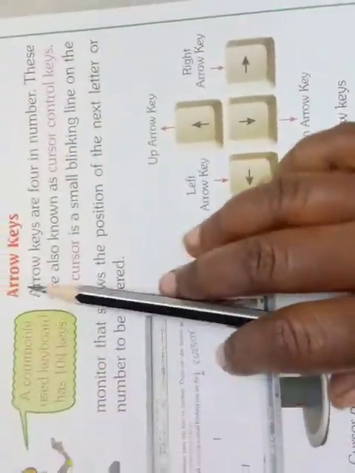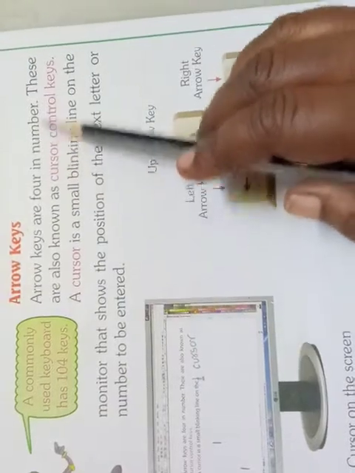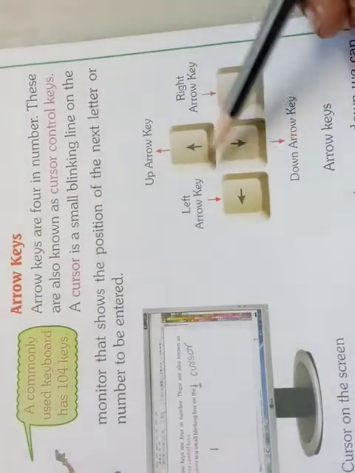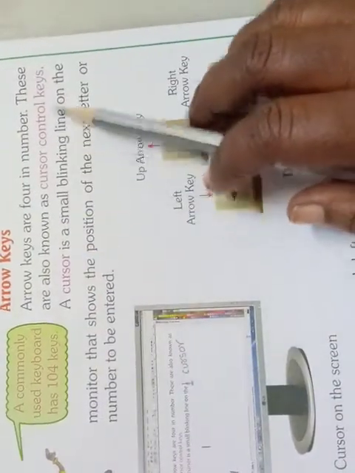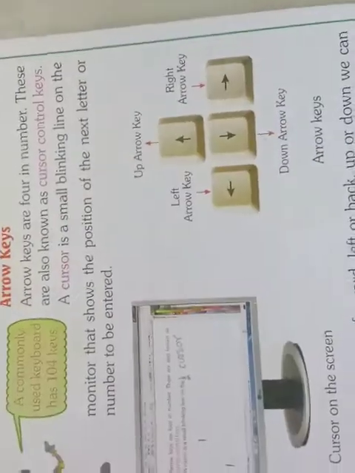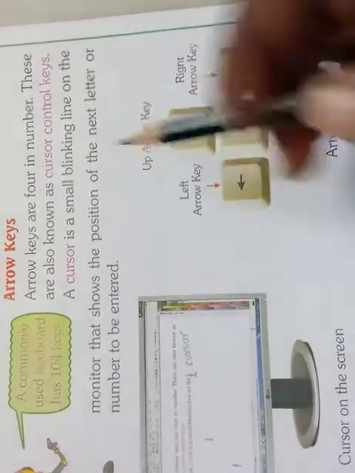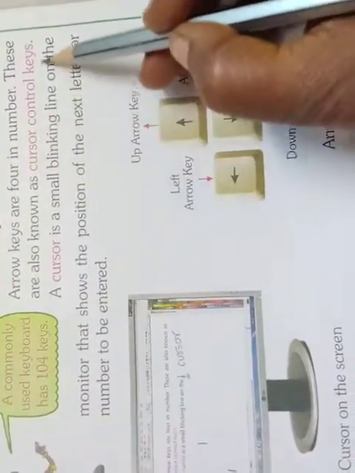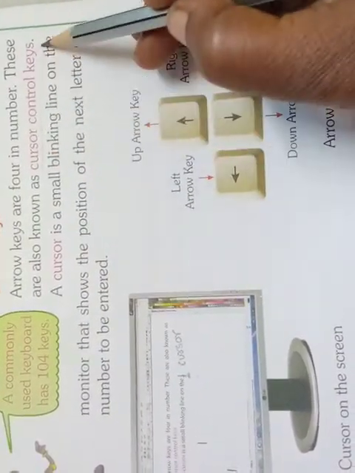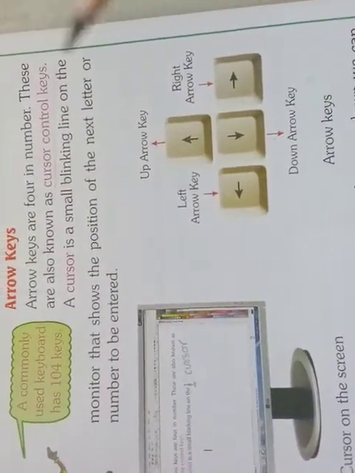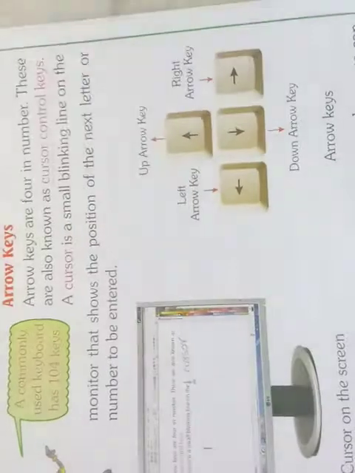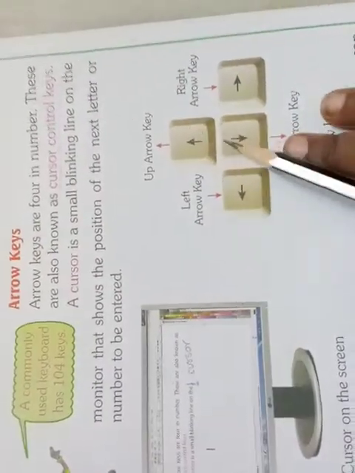Now you will see what arrow keys are. Four in number. How many arrow keys are there? Four. These are also known as cursor control keys. What is the another name of these arrow keys? Cursor control keys. Why? Because these arrow keys control the cursor. It means we will move this cursor up, down, left, right by using these arrow keys.